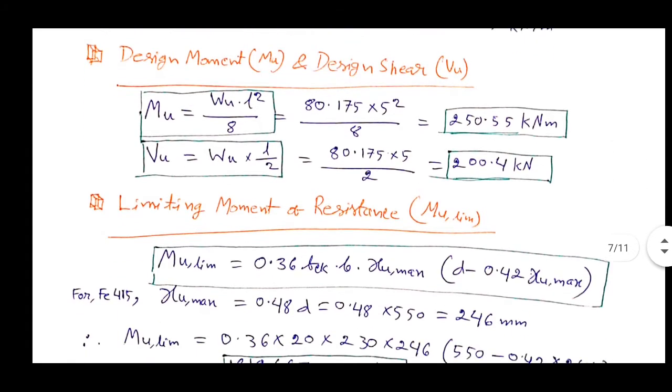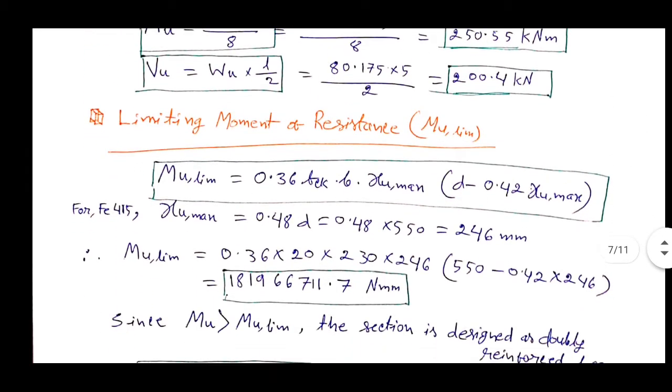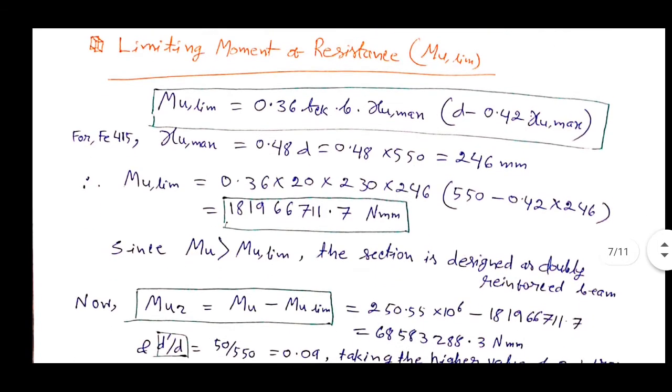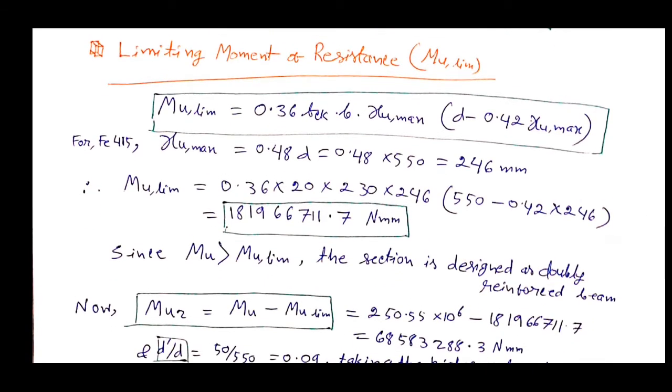Next step is to find out the limiting moment of resistance. The limiting moment of resistance Mu lim is equal to 0.36 fck into B into xu max, within bracket d minus 0.42 xu max. We know that formula because we have already solved with this formula in the case of single reinforced beam also, and this formula is given in Annex G of IS 456 2000. Now we have to put all the values in the formula to find out the value of Mu limit.